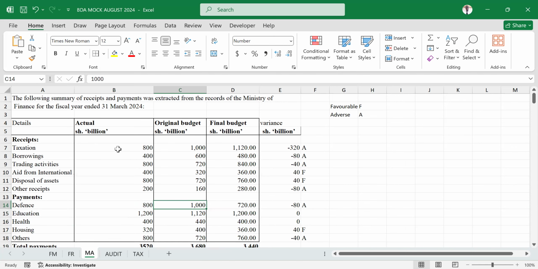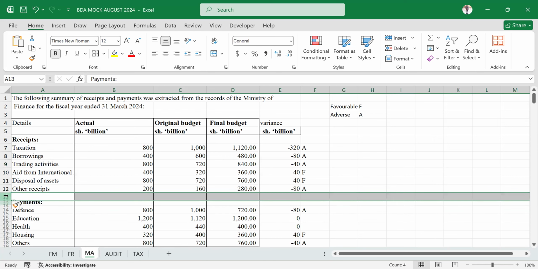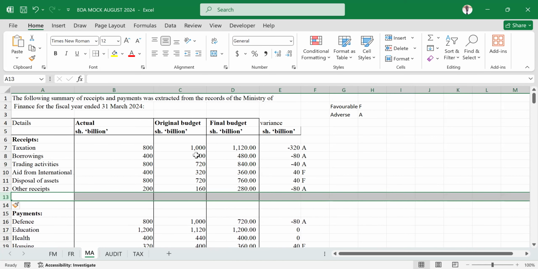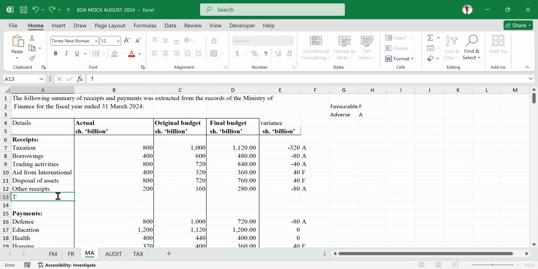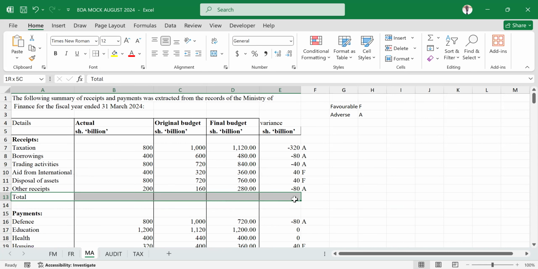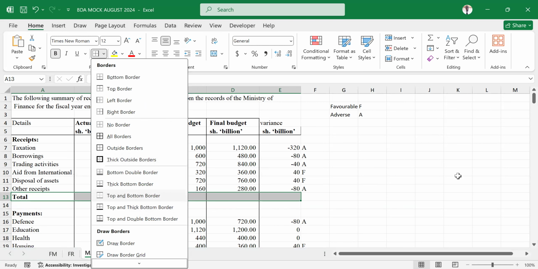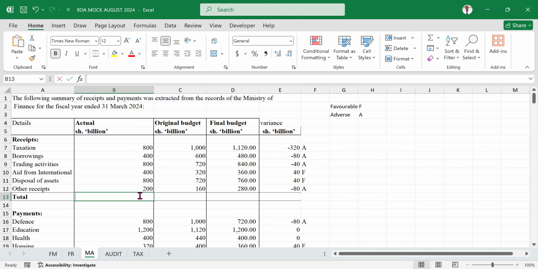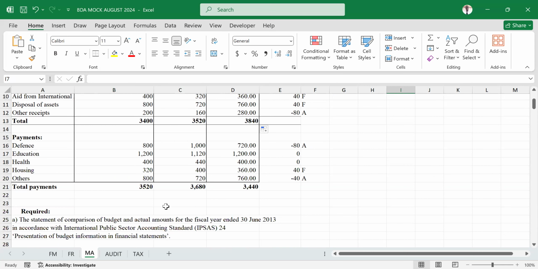Now, let's also get the total receipts. But before we do that, I'm just creating some columns here so that we can compare. I'm just interfering with the question, but I hope we all understand. I just want to introduce a double line there so that we get the totals. So let me also add the totals of receipts for the actual, original, and final. So I have the totals of the receipts and also the totals of the payments.